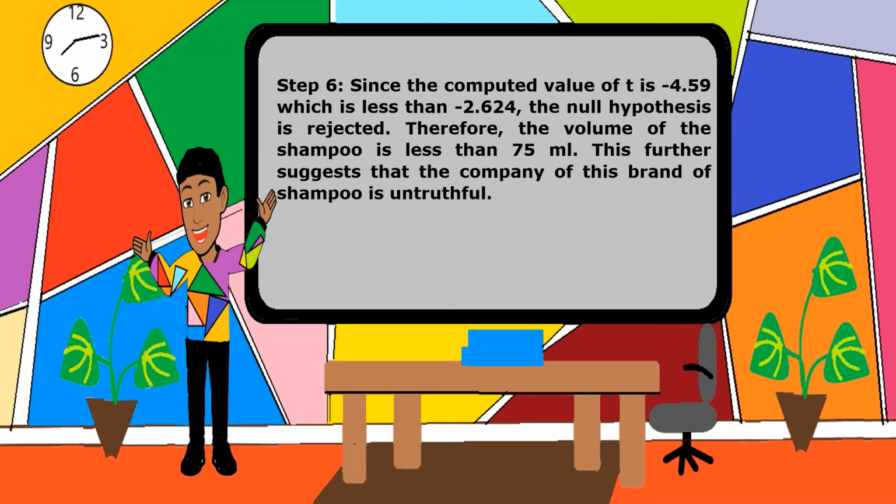Since the computed value of t is negative 4.59, which is less than the negative 2.624, the null hypothesis is rejected. Therefore, the volume of the shampoo is less than 75 ml. This further suggests that the company of this brand of shampoo is untruthful.